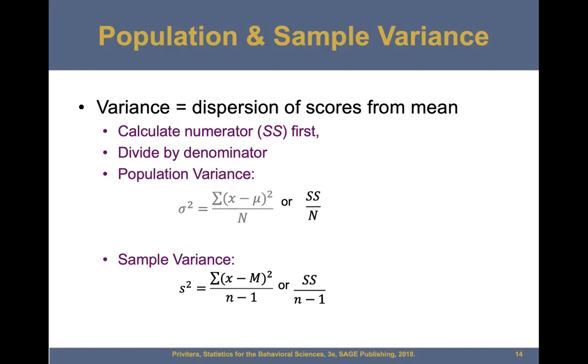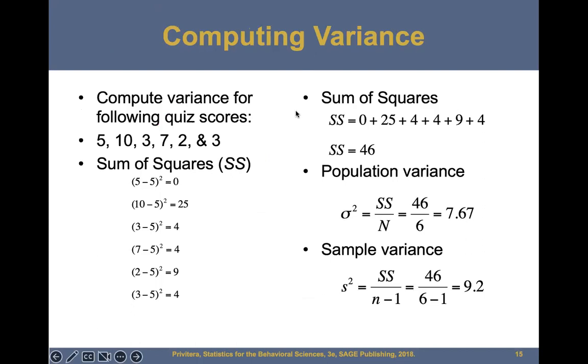Computing variance, here's another example. Compute the following variance. So you take all those numbers, and then you get X minus M, the sum of the squares, and then you add them all together, that equals 46. 46 divided by 6 different numbers, 7.67, or the sample variance, 46 divided by 6 minus 1 or 5, 9.2, and the variances are going to be very close.